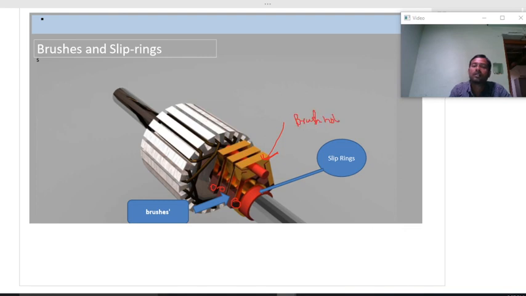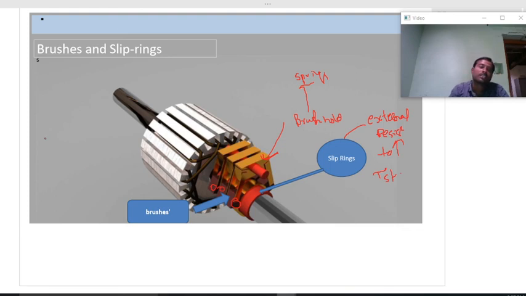Brush holder. In this brush holder, springs will be available which constantly press the brushes towards the slip rings. So these slip rings are used to place the external resistance, to increase starting torque.